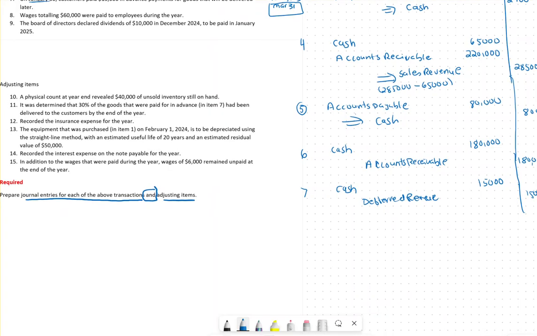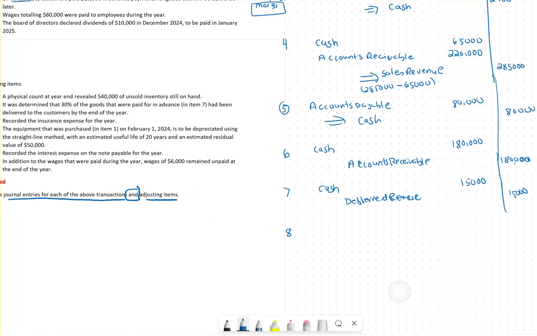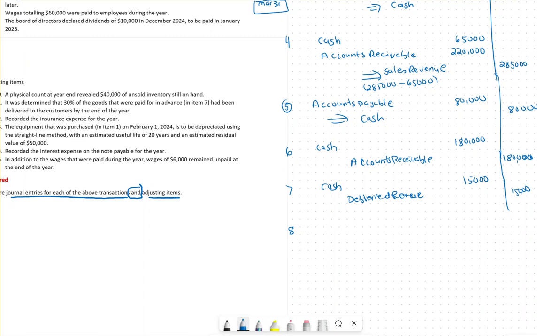Next is my number 8. Number 8 is saying that wages of a total of 60,000 were paid. Debit will be my wages expense, and it's paid. Credit will be my cash. It's indented, so that's my credit, and the amount is $60,000.